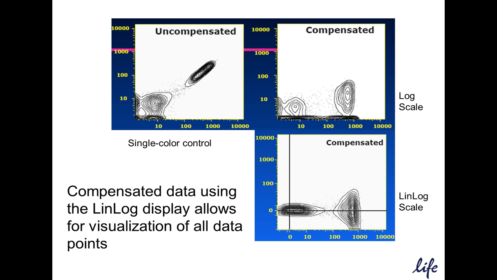So putting this all together, for the Linlog display, here we see a single color control on the upper left without compensation. On the upper right, the data is properly compensated, but since it is shown in log scale, some of the events are not visible. On the lower right, with the Linlog scale, all of the data are visible, and this shows the advantage of using the Linlog scaling for compensation.